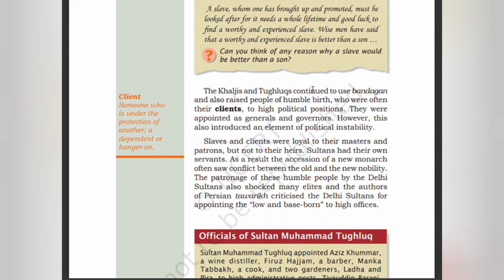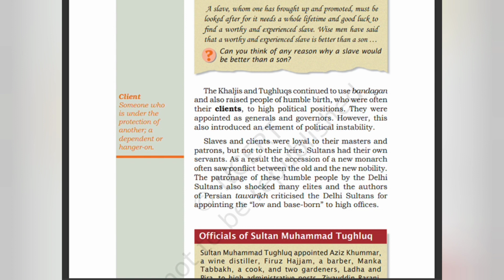The Khaljis and Tughlaqs continued to use bandagan and also raised people of humble birth, who were often their clients, to high political positions. They were appointed as generals and governors. However, this also introduced an element of political instability. Slaves and clients were loyal to their masters and patrons, but not to their heirs.